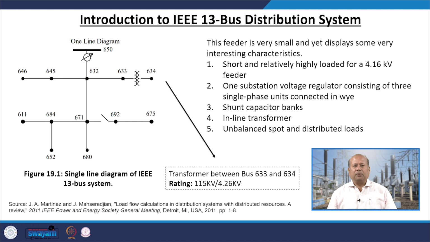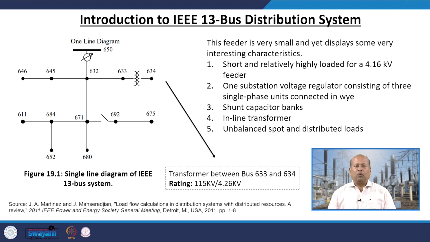Today, we will concentrate on how to solve any distribution system using the OpenDSS platform. So, let us try to have a case study of the IEEE 13 bus distribution system. And why 13 bus? Because it is quite peculiar. This feeder is very small and yet displays some very interesting characteristics. Short and relatively highly loaded for a 4.16 kV feeder.